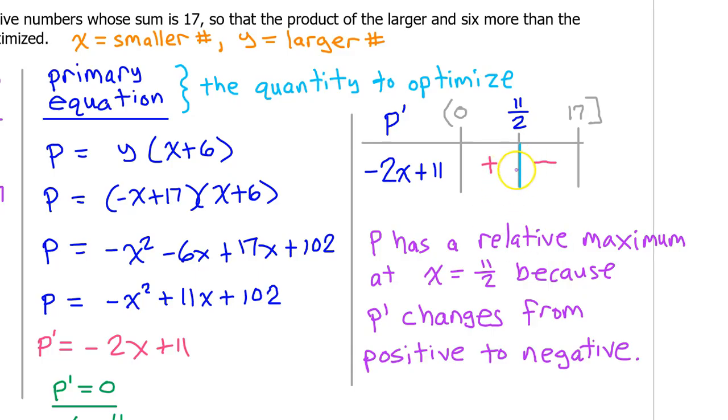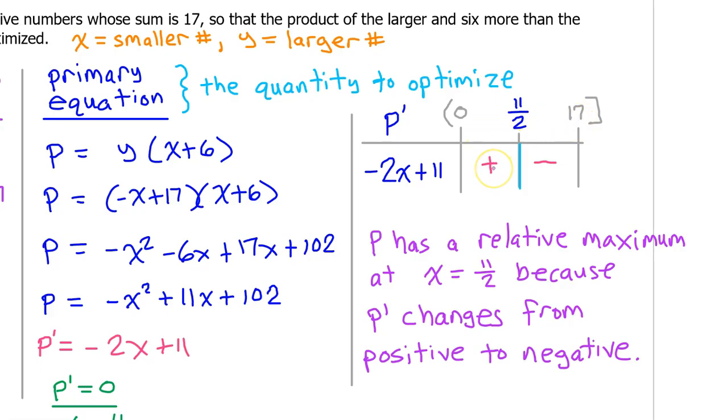Luckily, this is a special case where p only has one critical value on its domain. Because there's only one critical value, we can actually use this sign chart to make a stronger statement that p has an absolute maximum at 11 over 2. That's because if there's only one critical value, then p prime is divided into only two intervals, to the left of 11 over 2 and to the right of 11 over 2.